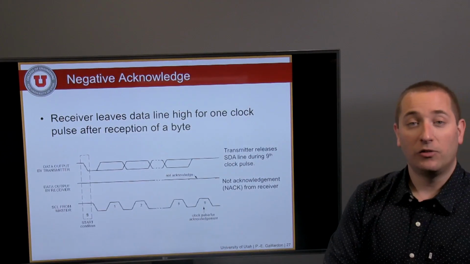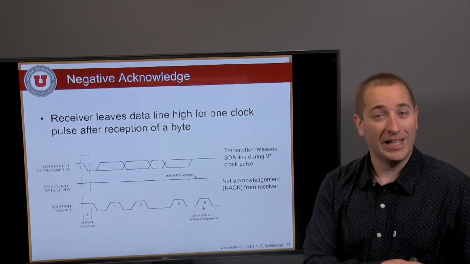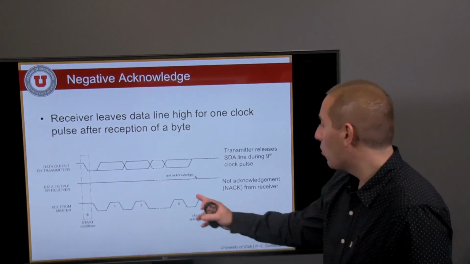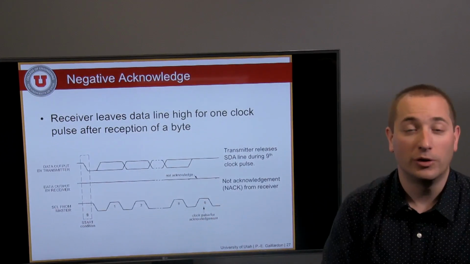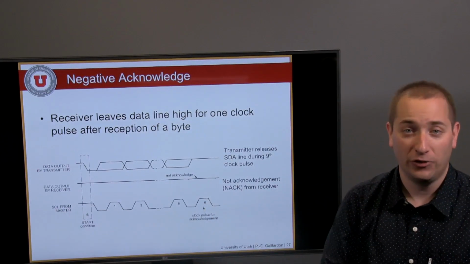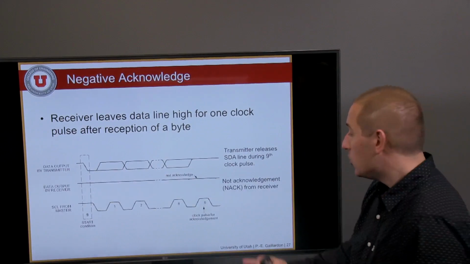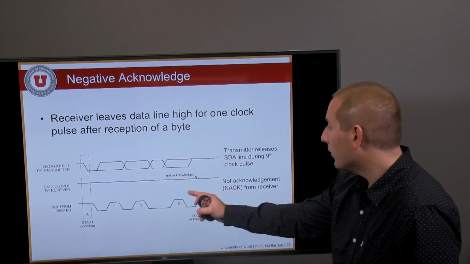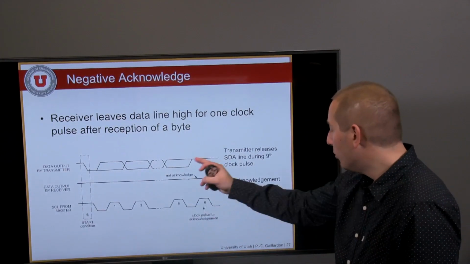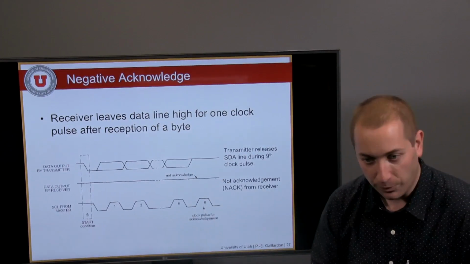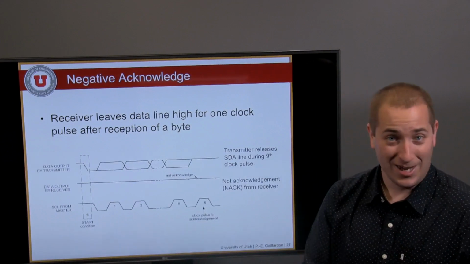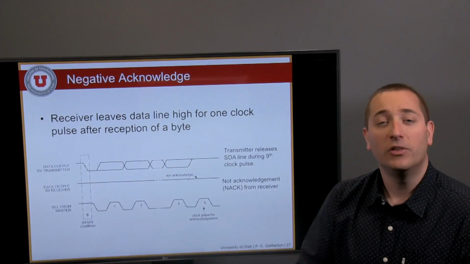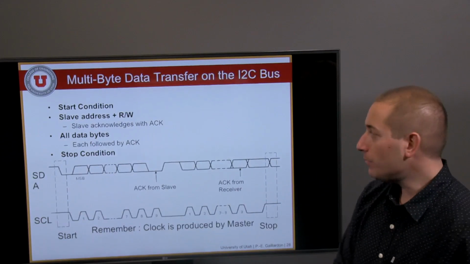You also have this opposite concept of negative acknowledge, which is when the output, the data line, is actually not asserted by the receiver. So you have this additional clock coming from the master, but the data output is not pulled down by the receiver. This negative acknowledge, also known as NACK, is used in several cases for data transfers.